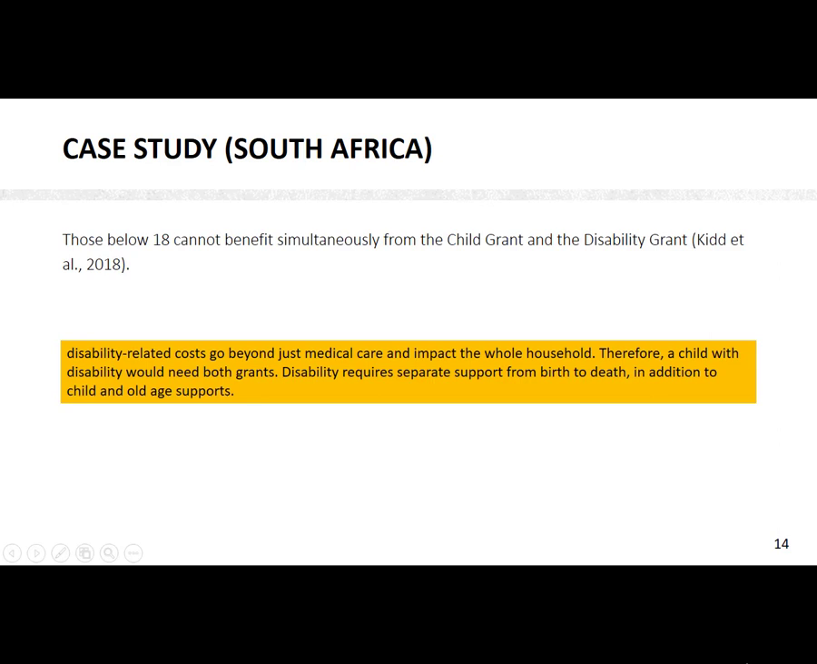Those below 18 years old cannot benefit simultaneously from the child grant and the disability grant. Disability-related costs go beyond just medical care and impact the whole household. Therefore, a child with a disability would need both grants. Disability requires separate support from birth to death, in addition to child and old age supports.